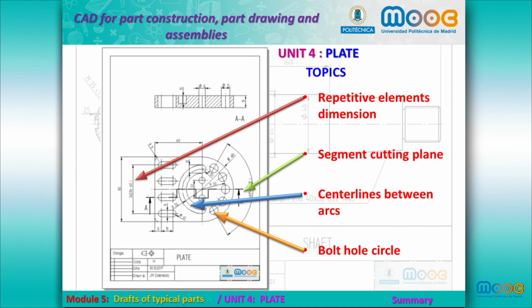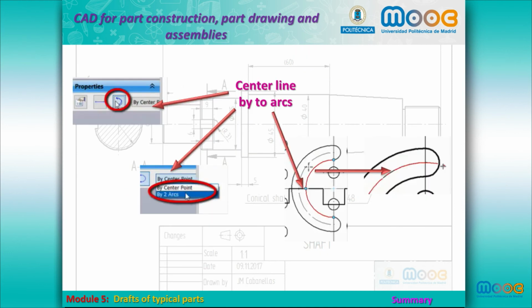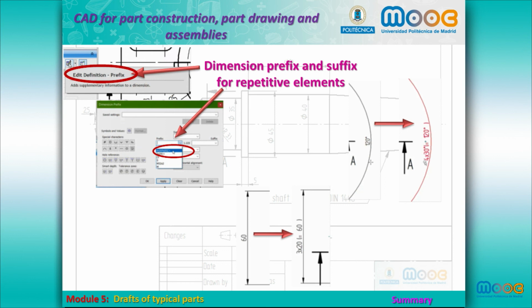In Unit 4, we used the curved center line by two arcs that, with a short editing, allows us to represent correctly the center line of our curved slot. Also, we used the prefix and suffix addition to establish the correct annotation in the dimension of repetitive elements.